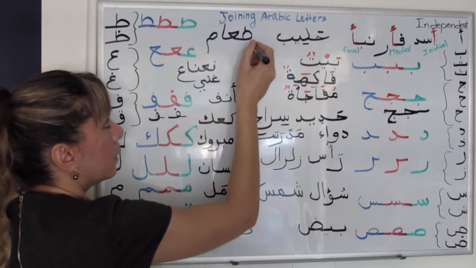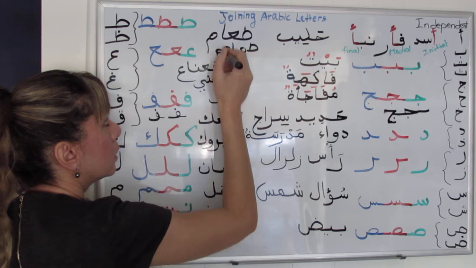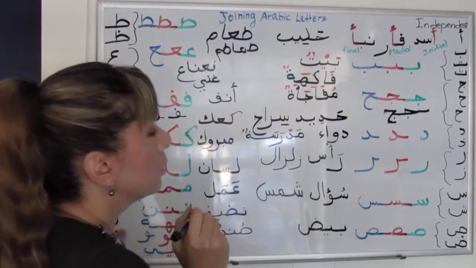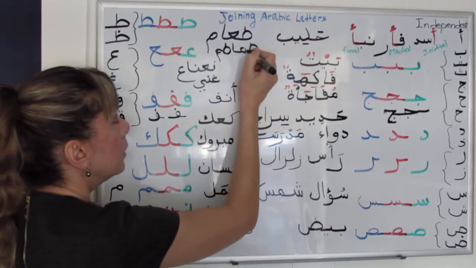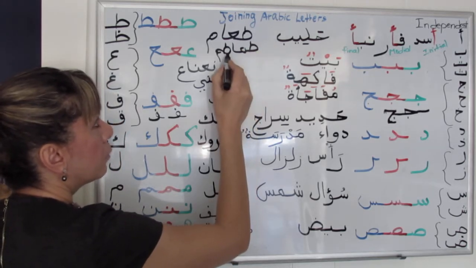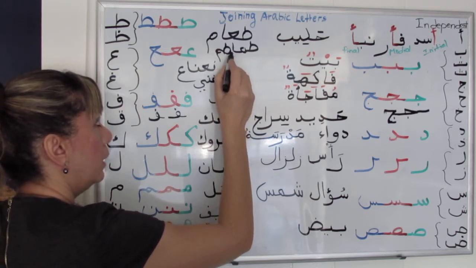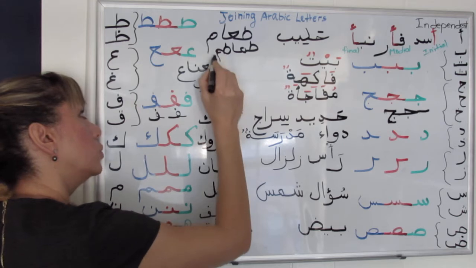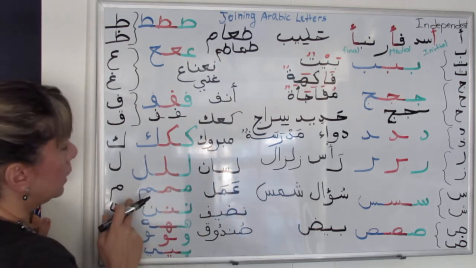Or tamatim. Tomatoes. Here we have ta in the beginning, connected to mim. Alif. We have ta in the middle, but not connected to alif, but connected to the mim, because they are friendly. Ta and mim, they are friendly.